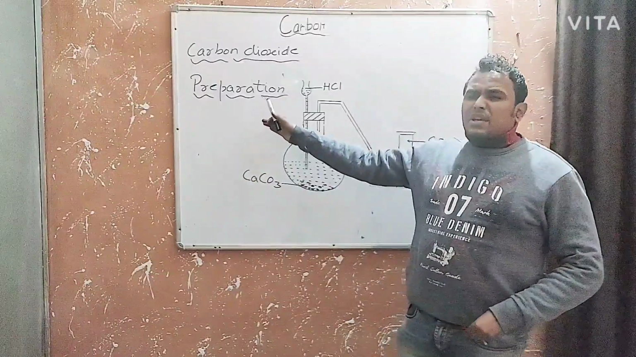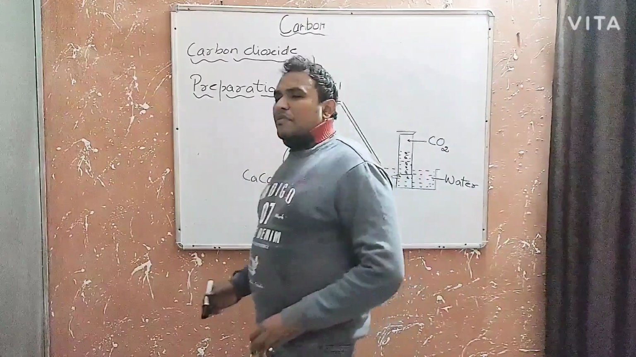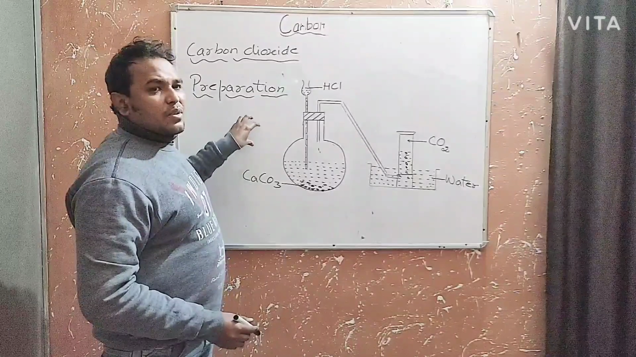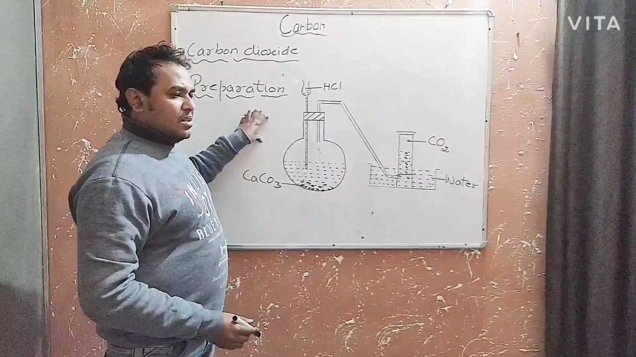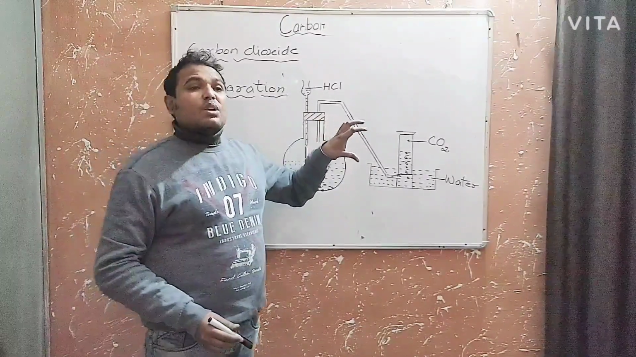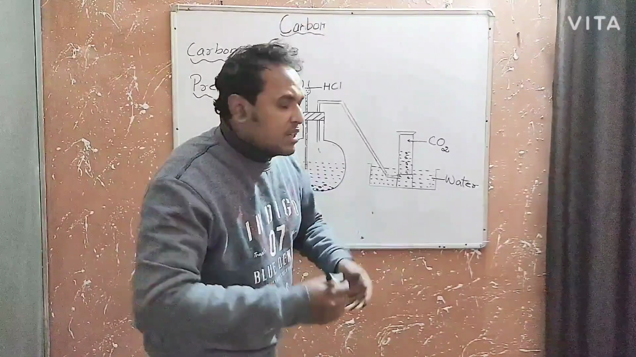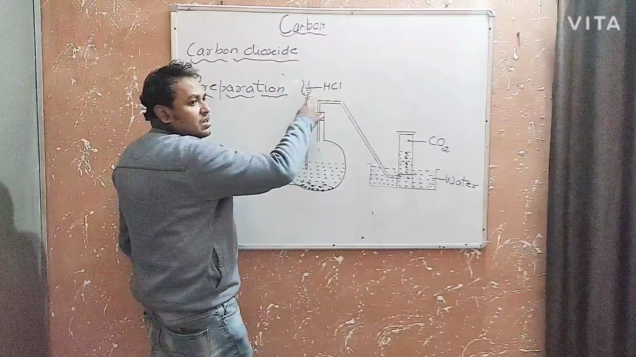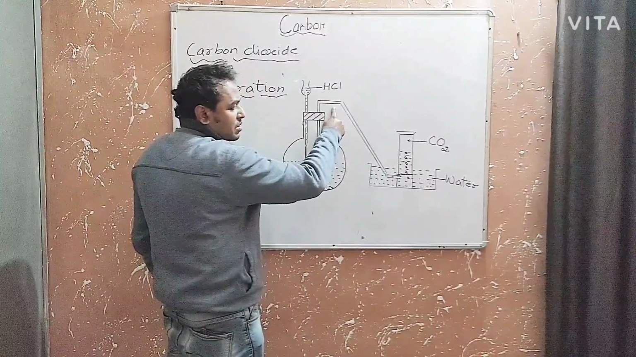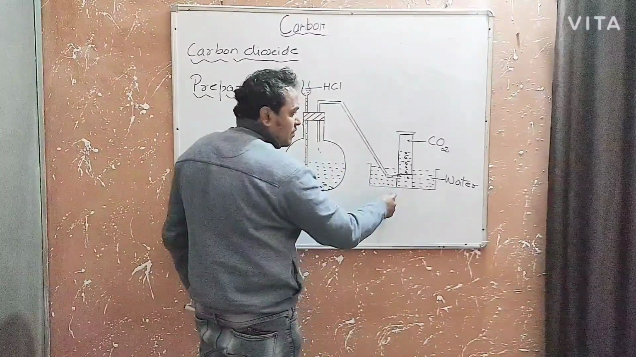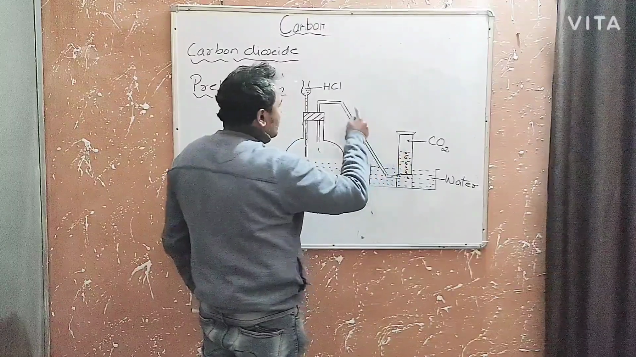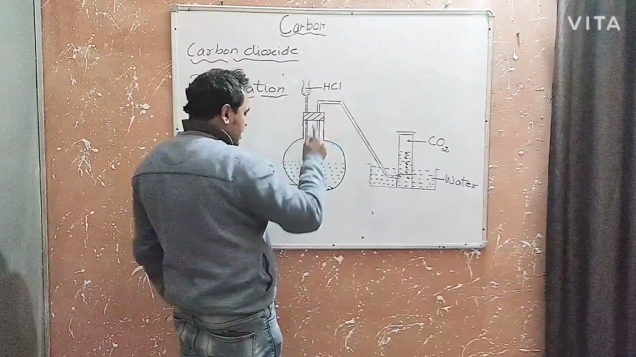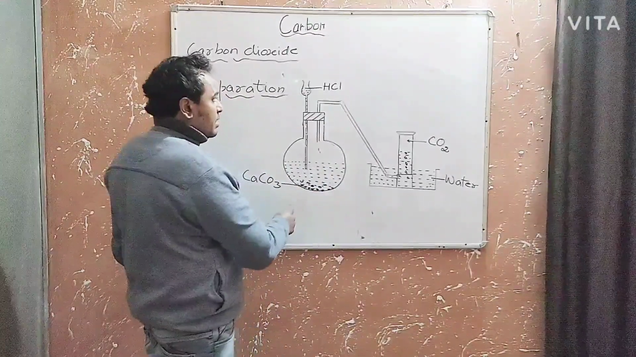Carbon dioxide is prepared in the laboratory by the action of acid on carbonates. When acid and carbonate react together, they form carbon dioxide gas. For the preparation of carbon dioxide, we require some materials. What materials do we require? First, a round bottom flask, delivery tube, beehive shelf, trough, gas jar, funnel, and hydrochloric acid and calcium carbonate.